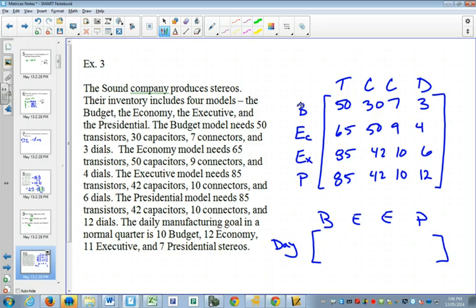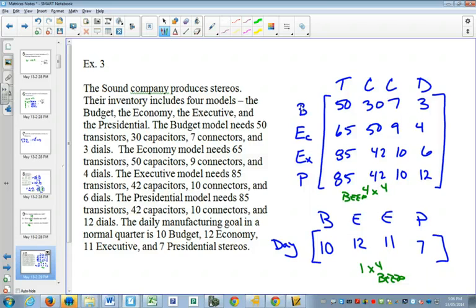So we want to do 10 of these, 12 economy, 11 executive, and 7 presidential. Our first matrix is a 4 by 4. And this matrix is a 1 by 4. And this second 4 is our beep, and this first 4 is our beep. Beep, beep.